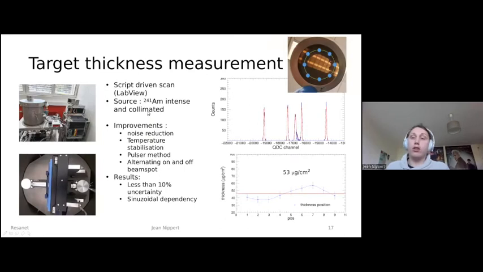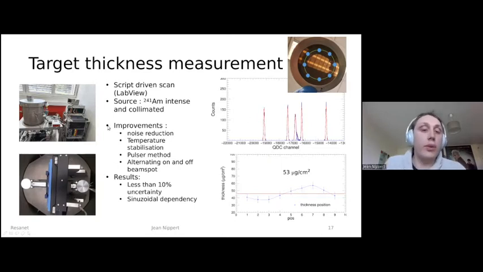Just to add, we need to measure the cross section as precisely as possible. So we also have a target thickness measurement station. Basically, here you have the chamber on the photo. Here is the acquisition system, and inside the chamber you have an alpha source that is an americium source. You have a collimator, and this is a strip-driven scan, and we measure the energy loss of the alpha in the target with a silicon detector.